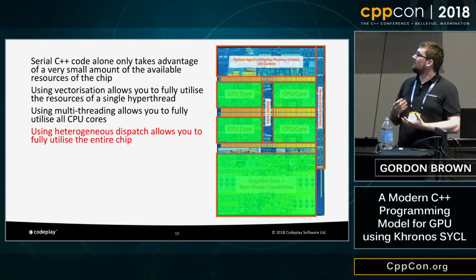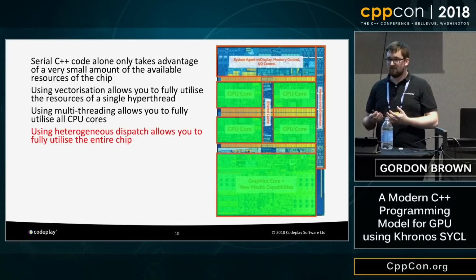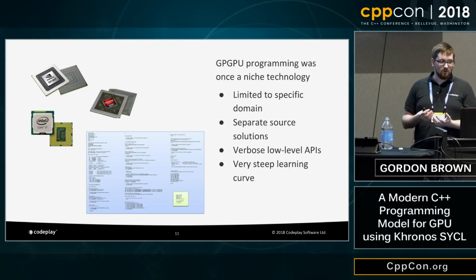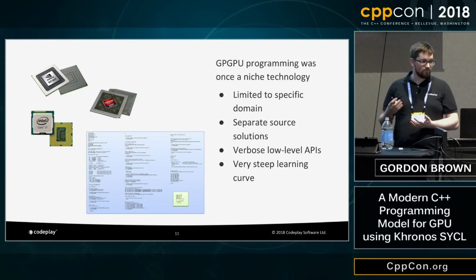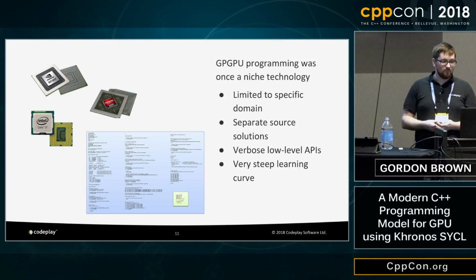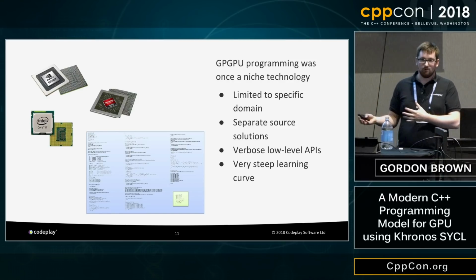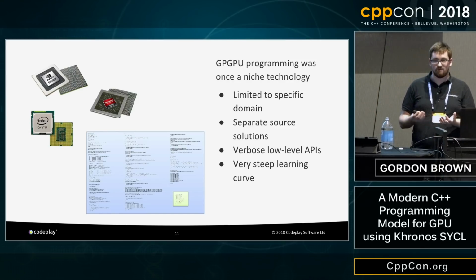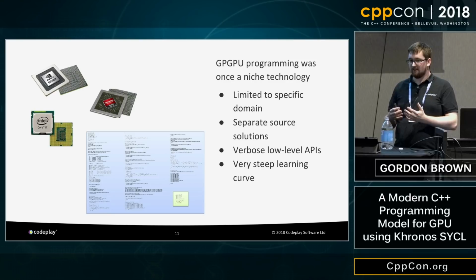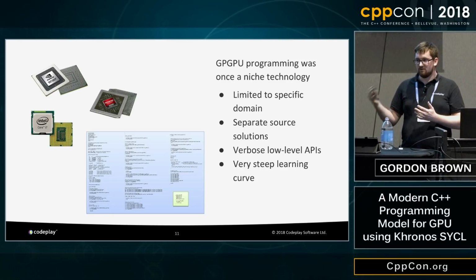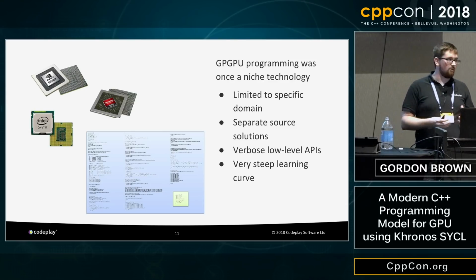GPU programming used to be a very niche technology. It used to be restricted to particular domains, and this was largely because of its complexity. It was generally very verbose, with very low-level APIs to work with. It was generally separate source, which means that your host CPU code and your GPU code were written in different source files, often in different languages. A lot of things you take for granted in C++, like standard calling conventions for copying and setting arguments to your function, are all very explicit in these APIs. You have to call explicit API calls in order to do all of that.